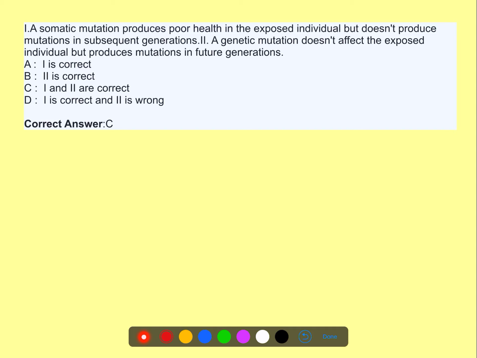A somatic mutation produces poor health in the exposed individual but does not produce mutations in the subsequent generation. Yes, the somatic mutation will produce effects only in the exposed individual. It is not carried to the second generations. But when you go into the genetic mutation, that exposed person will not be affected, but because of the mutations, it will affect the future generations. Hence, both statements are correct in the given question.